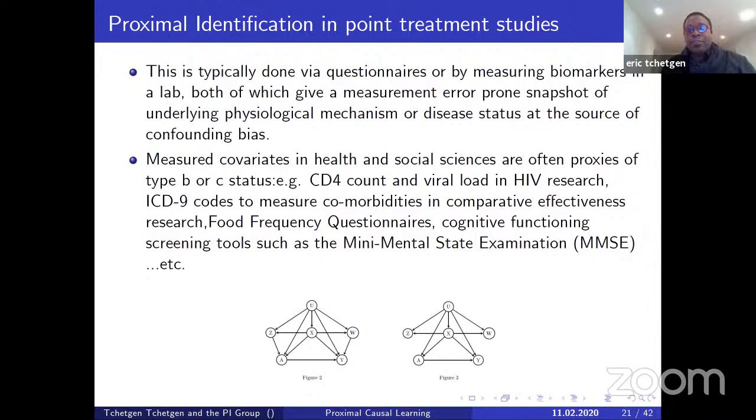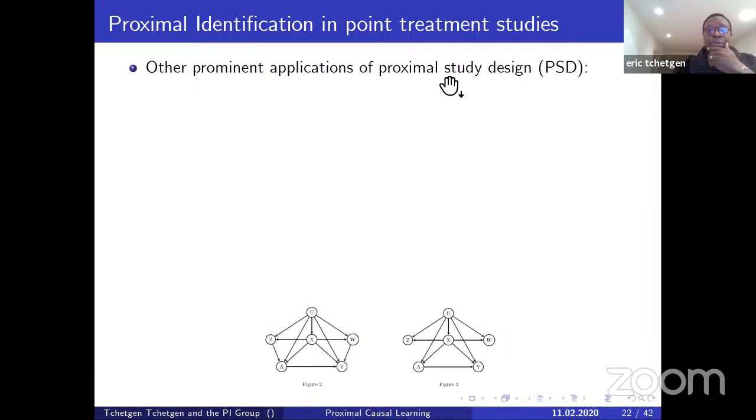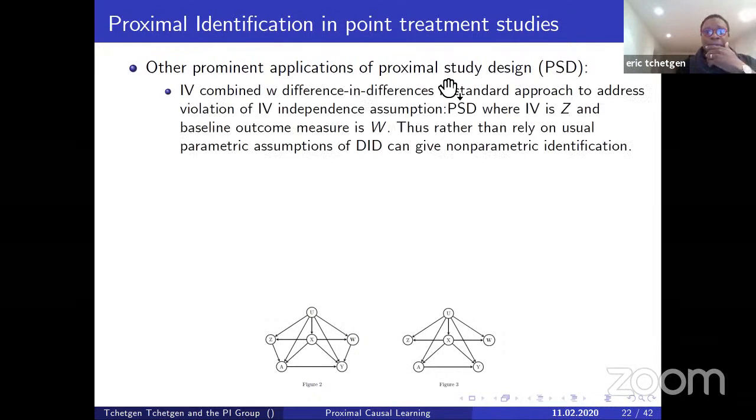For example, CD4 count and viral load in HIV research, ICD-9 codes to measure comorbidities in comparative effectiveness research, food frequency questionnaires, cognitive functioning screening tools such as the MMSE, and so on and so forth. We could spend all night just naming examples of such measurements that we routinely do in observational studies when we interact with patients or participants.